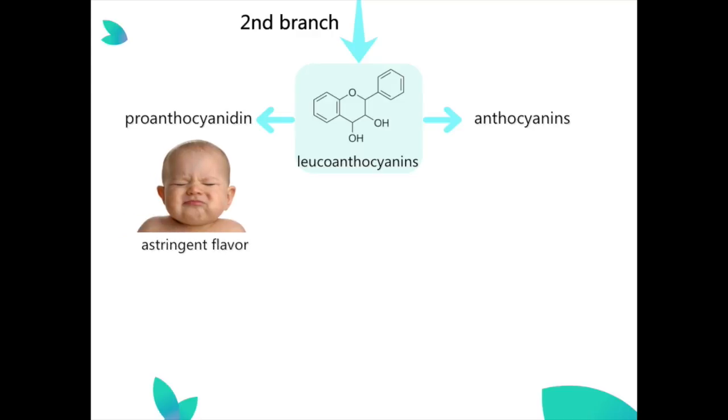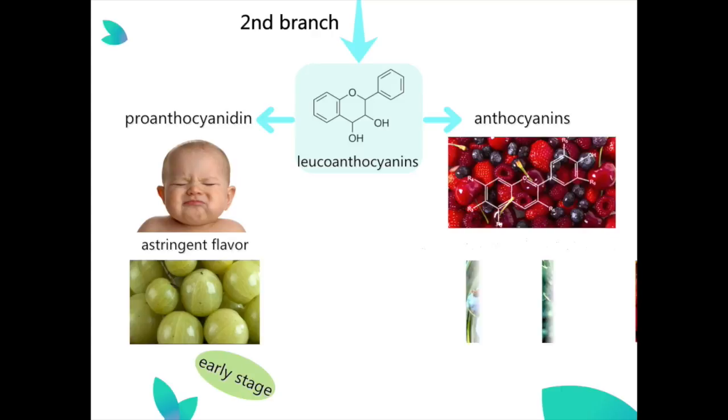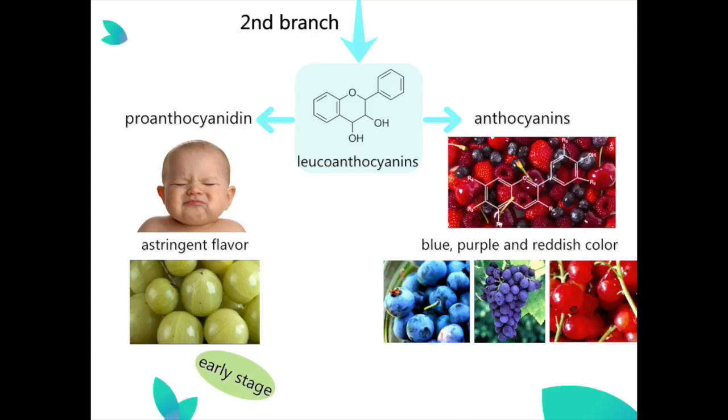Proanthocyanidins contribute astringent flavor to food and protect the fruits from predation, which are often produced at the early phase of fruit development. As for anthocyanins, they generate the characteristic blue-purple and reddish color in fruit and berries. More importantly, accumulation of anthocyanins only happens during the ripening period, so it can be used as a mark of ripening.